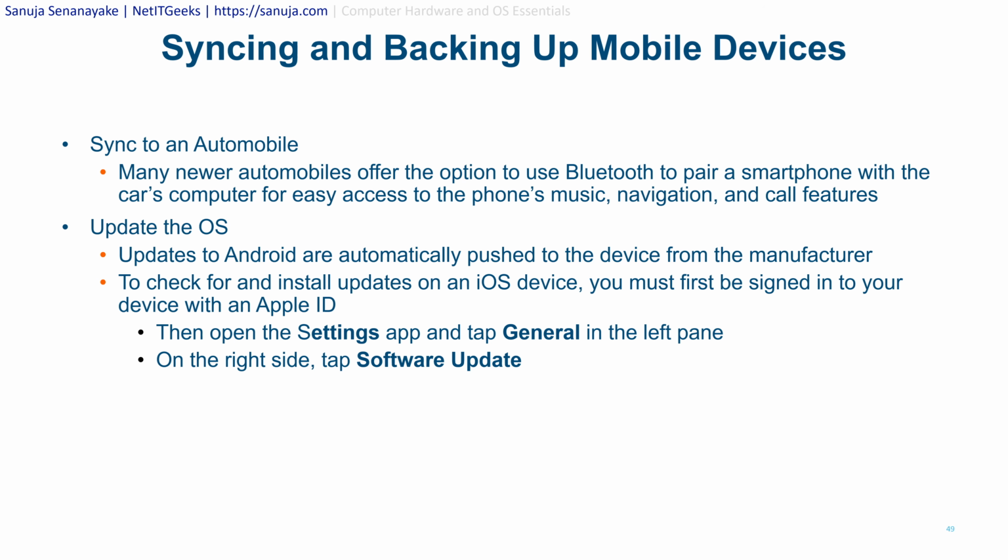To check and install updates on iOS devices, you must first sign into your device with the Apple ID, because that's one of the Apple security features. Then open the Settings app and tap General in the left pane, and on the right side tap Software Update. That's how you update an Apple iOS device.